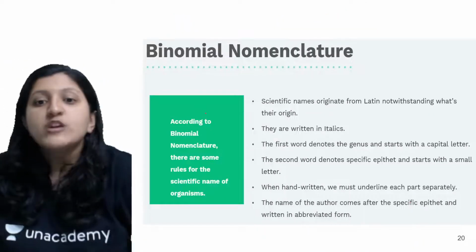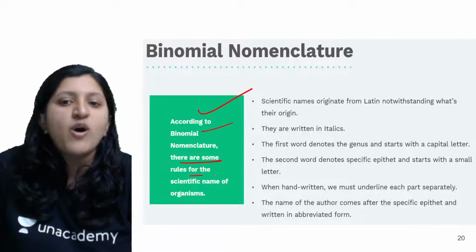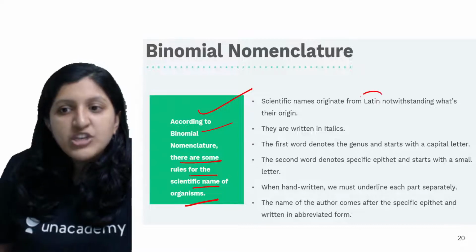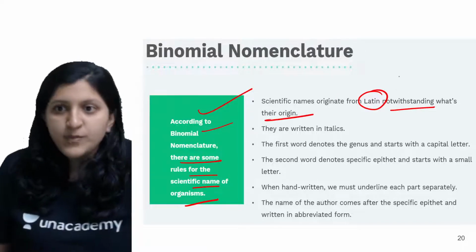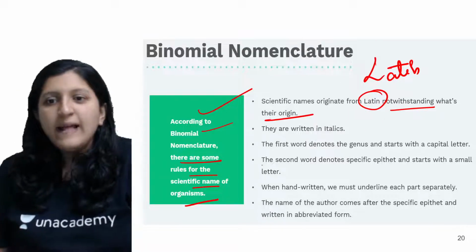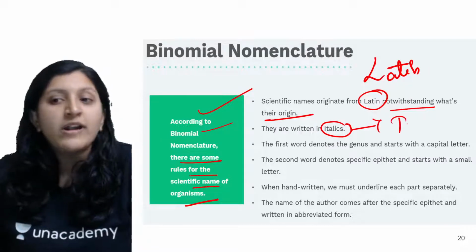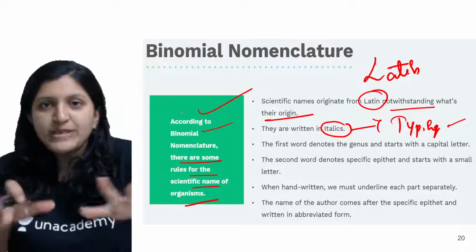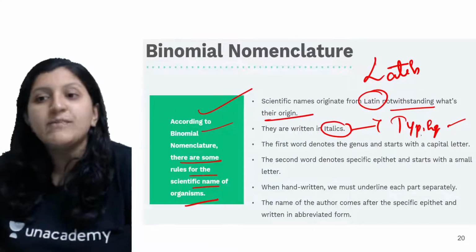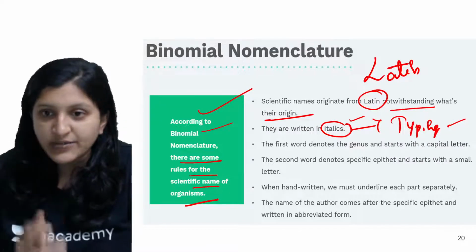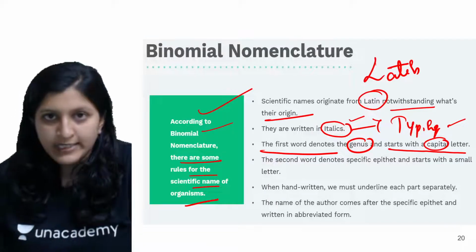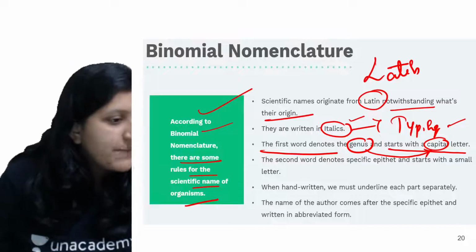So let's have a look at some of the rules. According to binomial nomenclature, there are some rules for the scientific name of the organism, how exactly you are going to name it. Scientific names originate in Latin, because Carolus Linnaeus started naming them in Latin. They are written in italics when you are typing them on a laptop or computer, where the italic form is available. The first word always denotes the genus name and always starts with a capital letter.